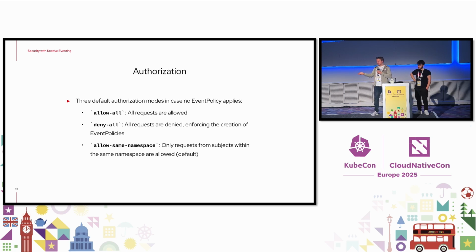Deny all, meaning that all requests are denied by default, which forces the user to create an event policy and assign it to the resource. And the third option is the allow same namespace option, which means that only requests from the same namespace where the resource lives are allowed to be sent. And as this is the default, this could be seen as a breaking change. But as you can simply update or set the default authorization mode, you will be fine.